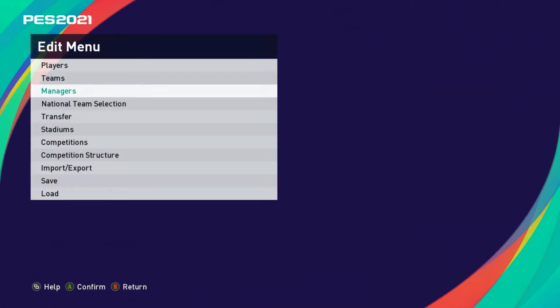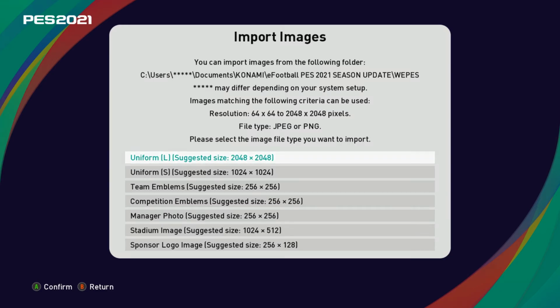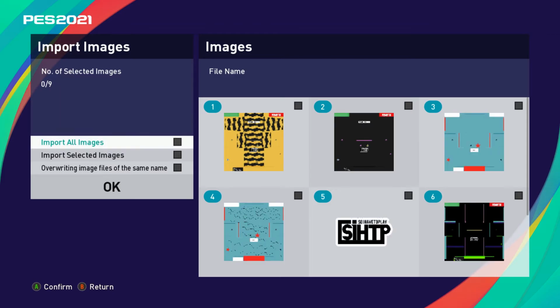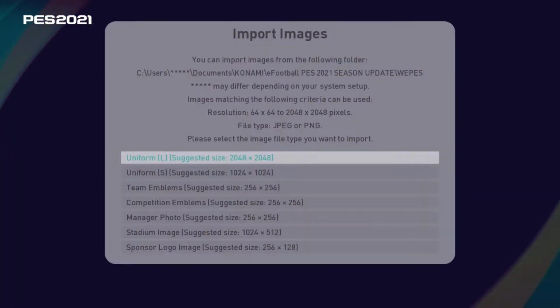All right, so let's go back to that edit menu. Import. Import images. Right there. And you can only edit import images. And as I said, from Konami, PES21, WEPES, and we're going to pick a large 2048 by 2048 for uniform large. And when we do that, there they are. And I got a few that are already loaded there in that folder, so I can select specific images. And you know, I can take the yellow one that I'll be showing you in the video. And that's all you have to do, guys. The game will just bring it right over.